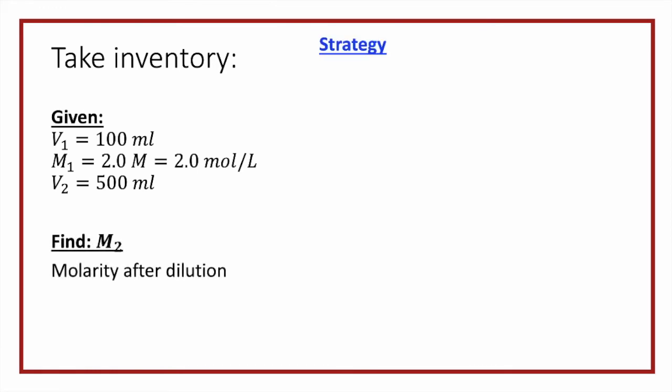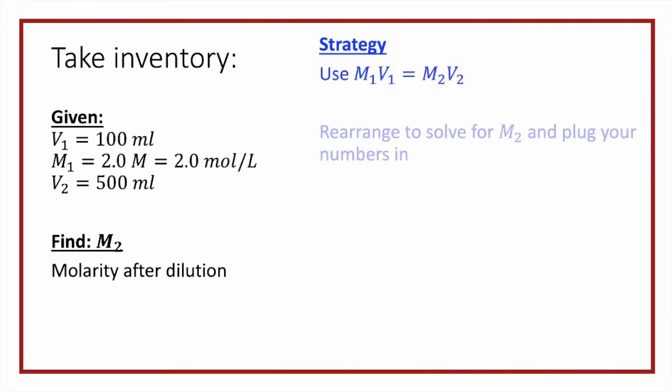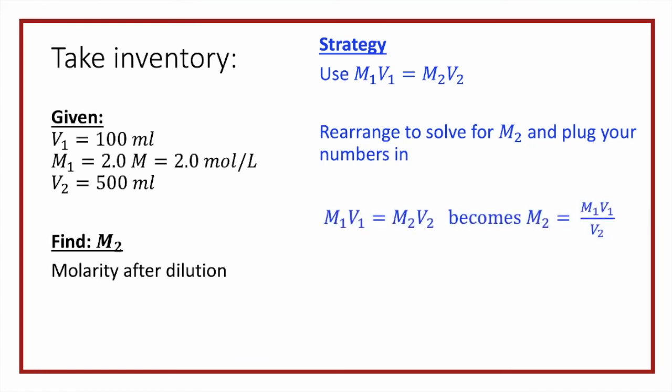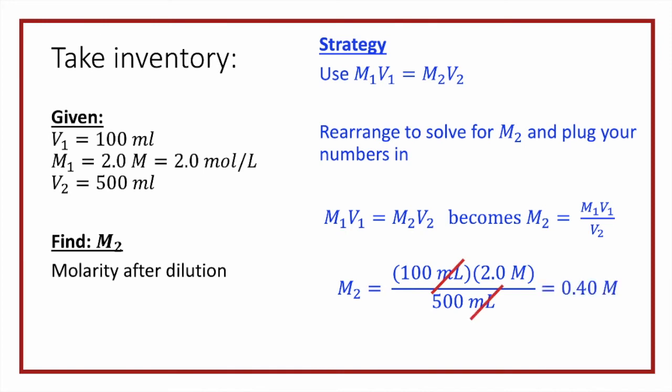Our strategy is to use M1V1 equals M2V2. We're going to rearrange to solve for M2, and then we're going to plug our numbers in. M1V1 equals M2V2 becomes M2 equals M1V1 over V2. Now we plug in our numbers, and our final concentration is 0.40 molar, or 0.40 moles per liter. Writing it that way is okay too.